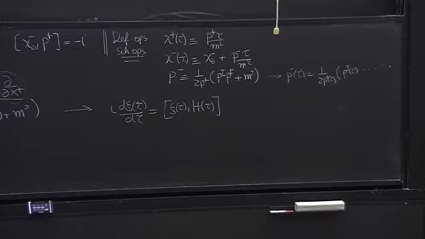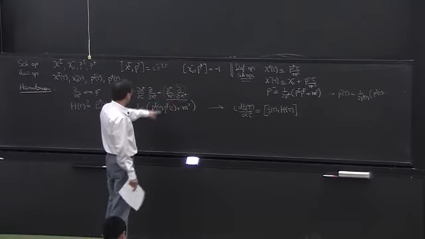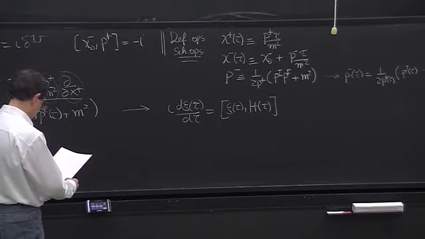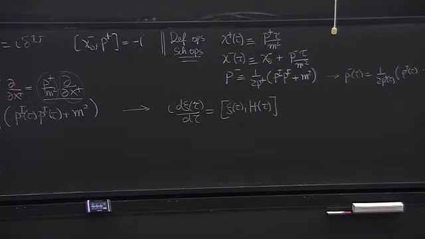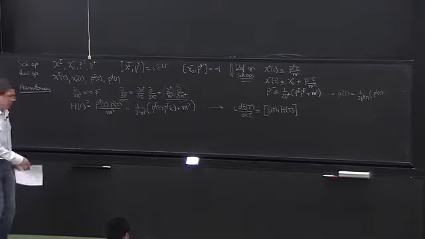Yes, John. M squared here. Here must be m squared. And I hope I don't, yeah, it's m squared. I'm just making a typo. Thank you.